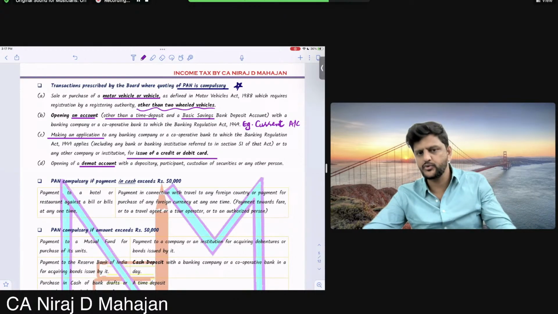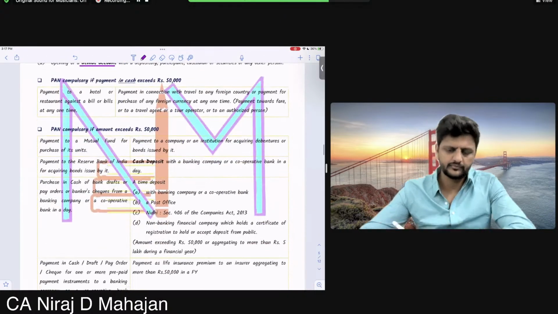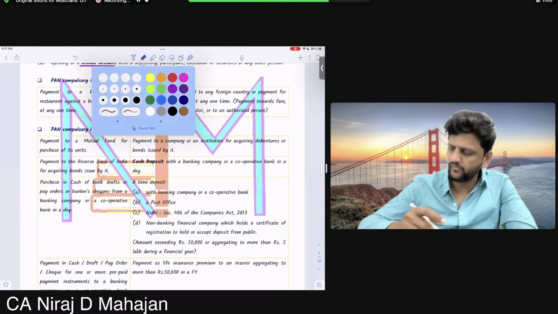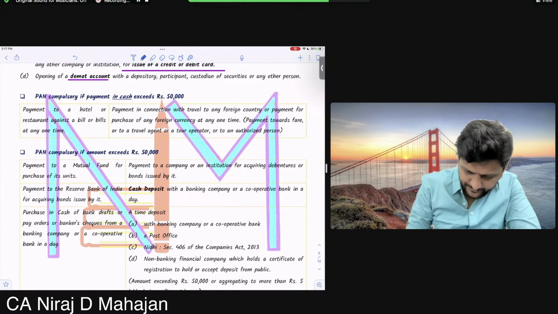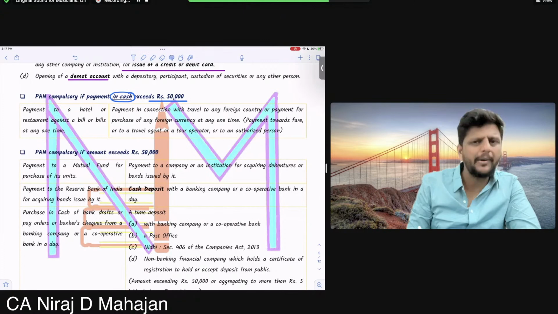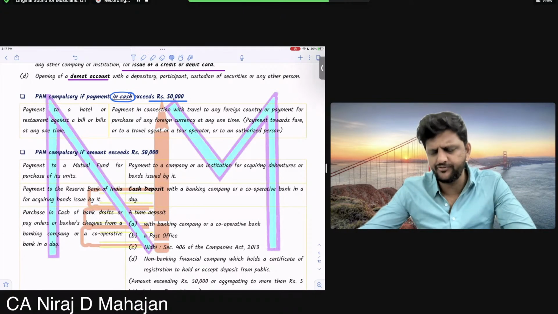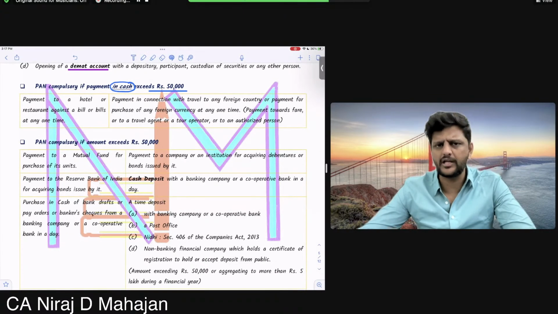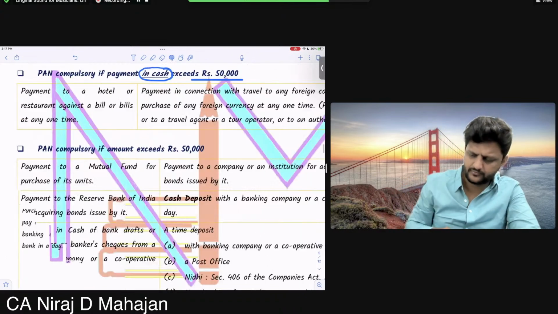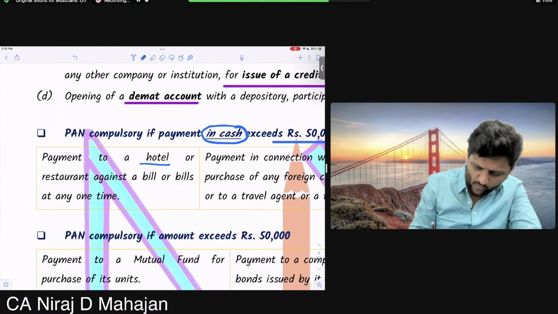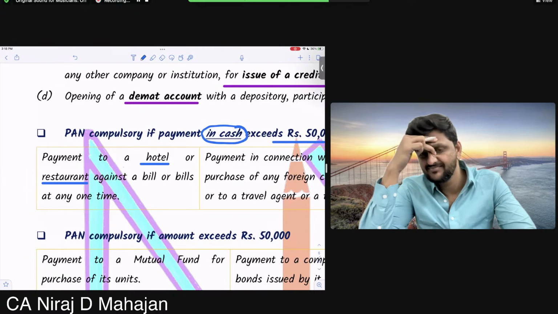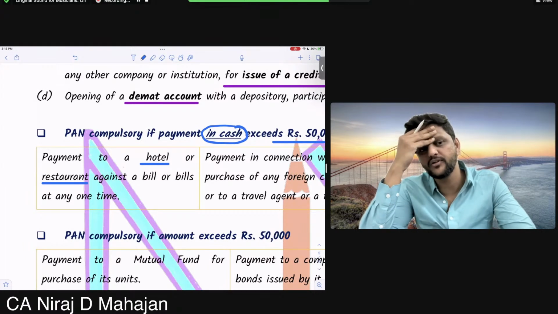Chalega? Next one. Ready? PAN compulsory if payment in cash exceeds 50,000. PAN should be there. See, PAN is the first basic identification for income tax department. Check. Payment to a hotel or restaurant. What is the difference? What is the difference, hotel and restaurant?